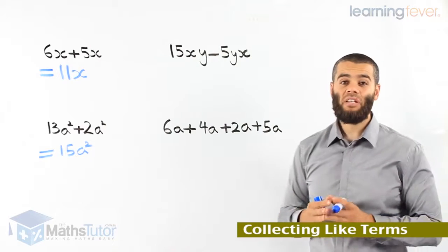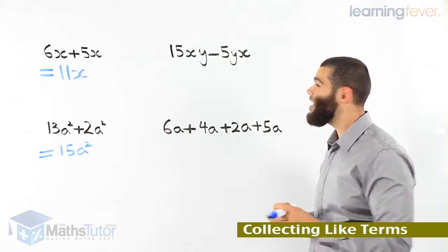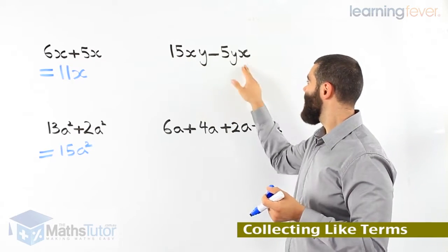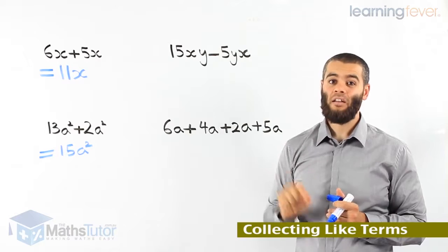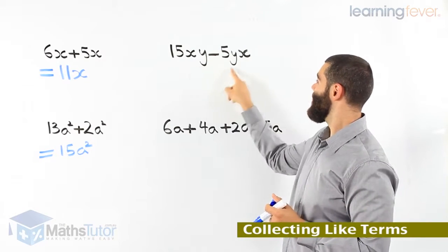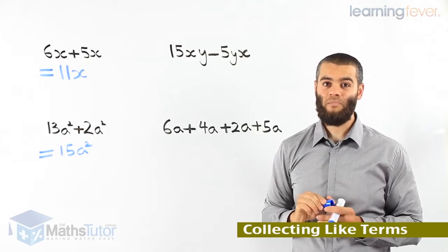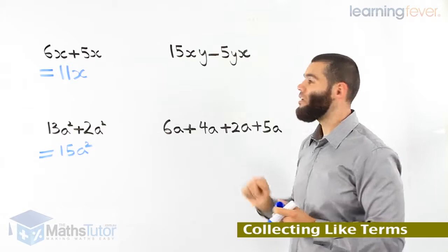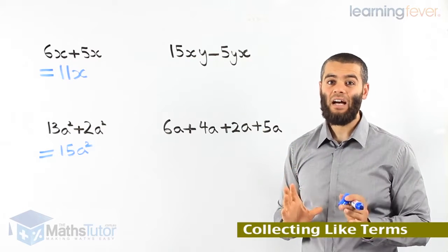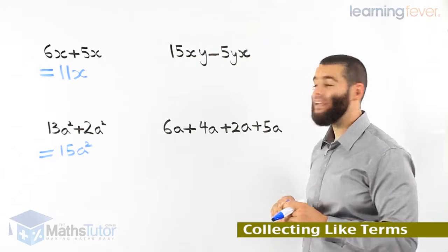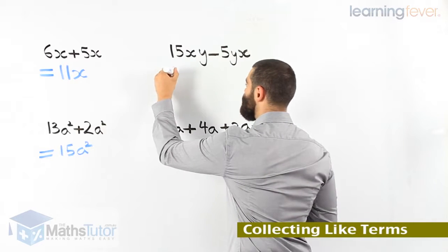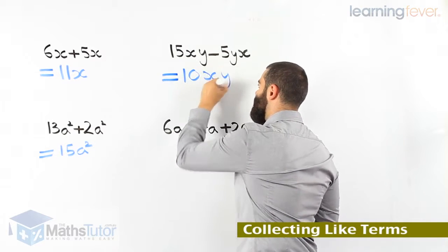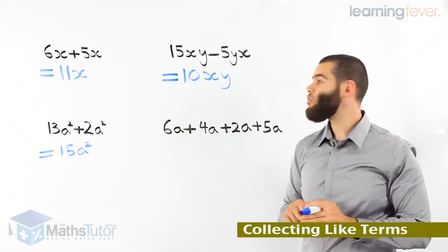Here, 15xy take away 5yx. Again, we ask, are they like terms? xy, yx. Guess what? They are. Well, the order is different, xy and yx, but the order does not matter as long as we have the same pronumerals, x here and y there. So xy and yx, they are like terms. We can take away 15, take away 5, 10xy.